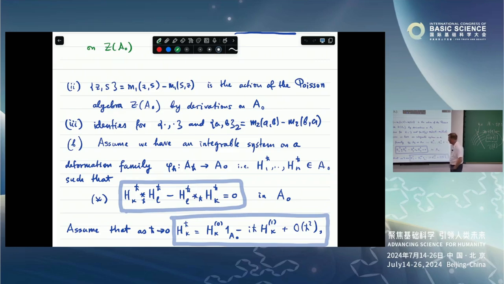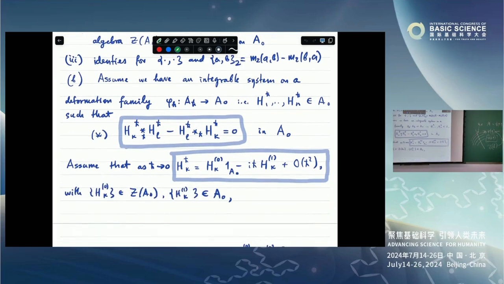Okay, so now assume that in this deformation family we have a quantum integrable system, which means that we have quantum star-commuting Hamiltonians. That's what people in quantum integrable systems do, and then they look for examples. But now let's assume the following: that in the semi-classical limit, when h goes to 0, when our algebra A becomes A0, these Hamiltonians are very special. The zero term is some central elements H0k from the center Z of A0 times the identity in A0, and some quantum corrections.